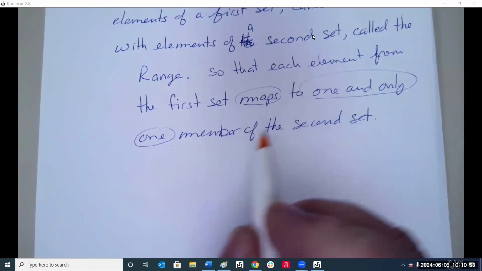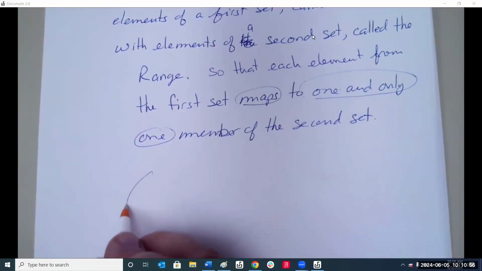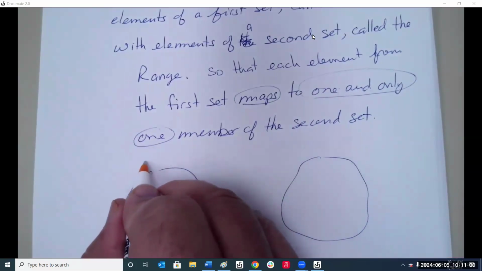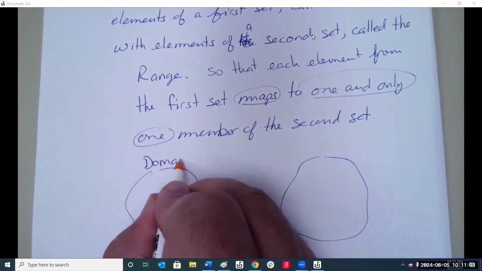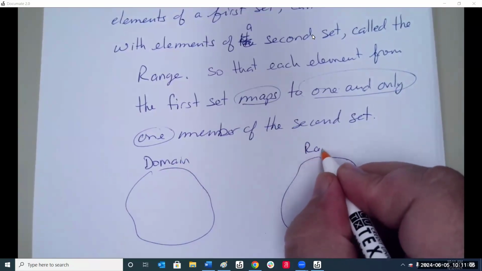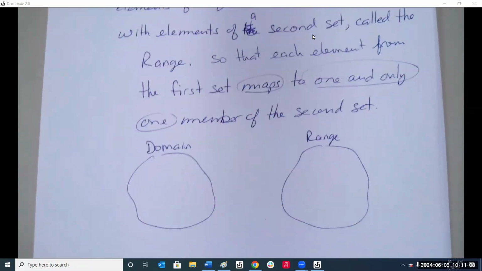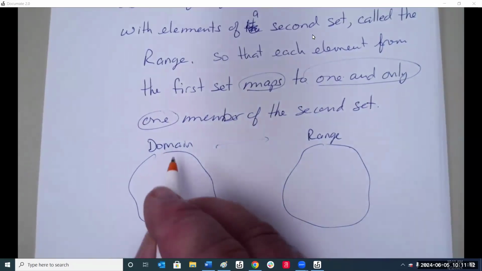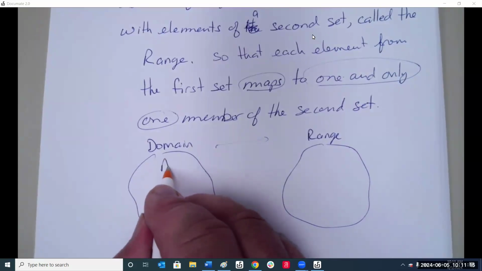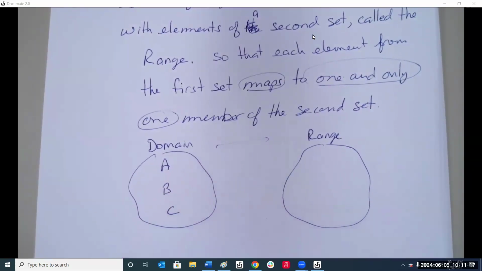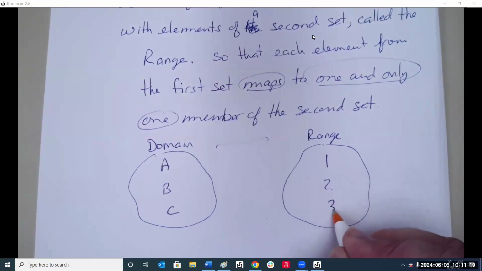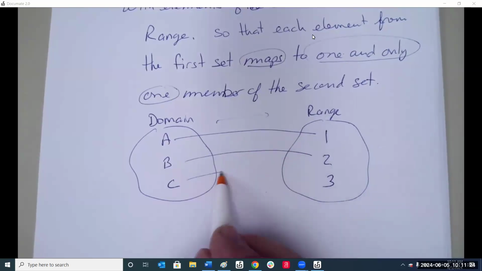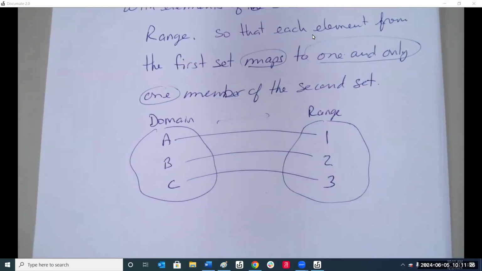Now, the reason we use the word map is this is how we look at it. We have two sets of numbers. This first one is called the domain. This second one is called the range. Domain is where you begin, range is where you end. That's an example of a function.